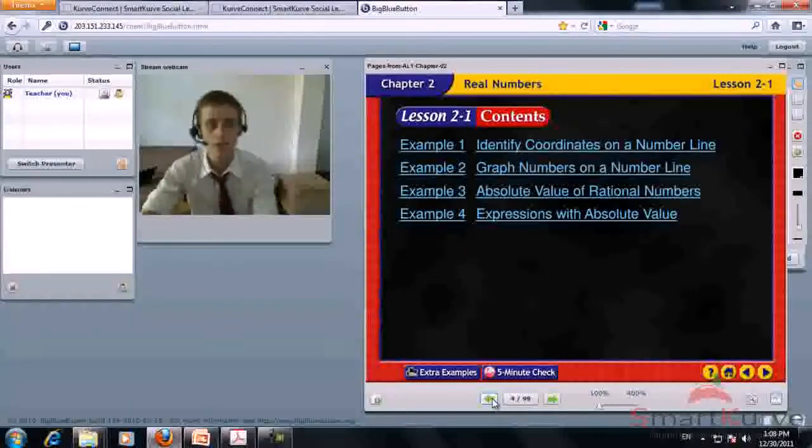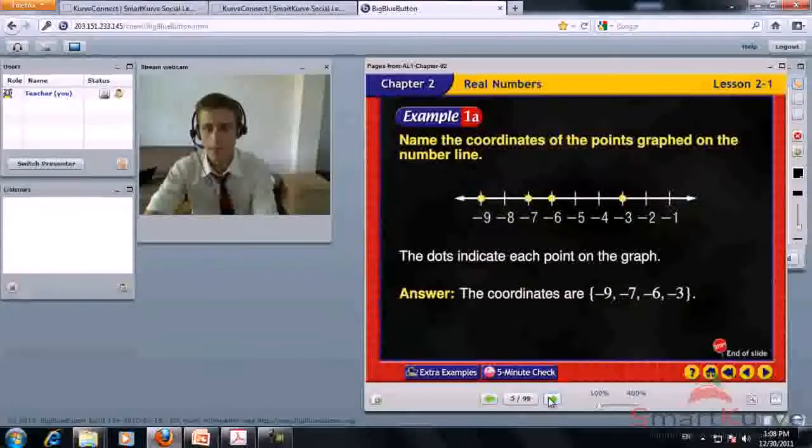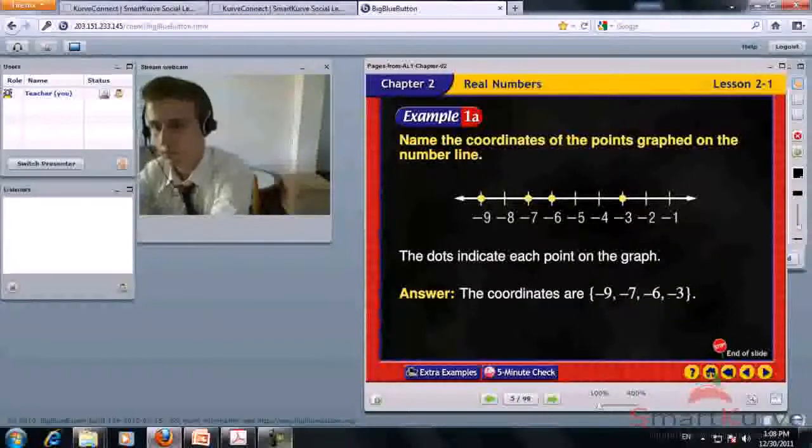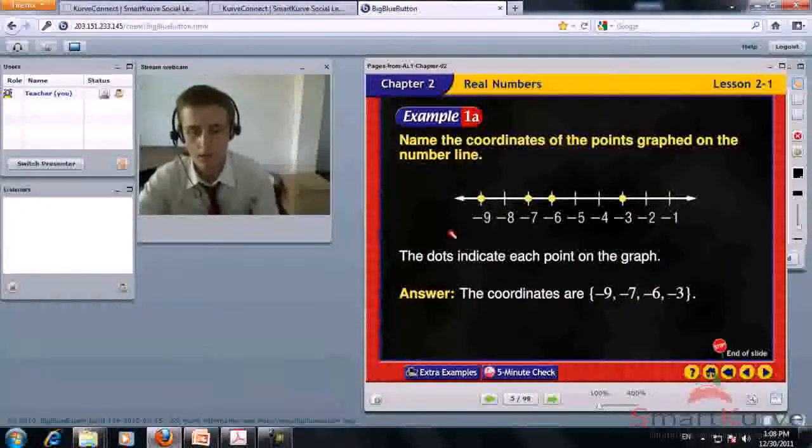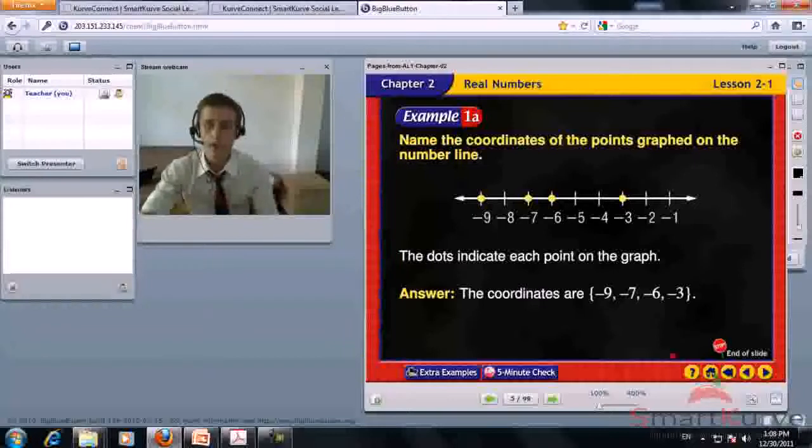Okay, Lesson 2-1, Real Numbers. Name the coordinates of the points graphed on the number line. The dots indicate each point on the graph. So the answer for the coordinates are -9, this is where the first yellow dot is, -7, where the second yellow dot is, -6, the third yellow dot, -3, fourth yellow dot.